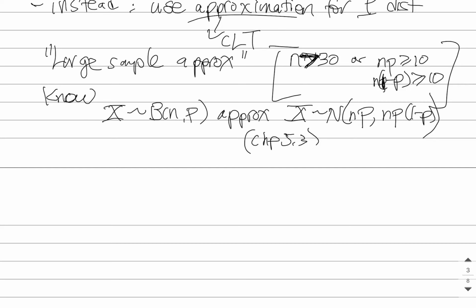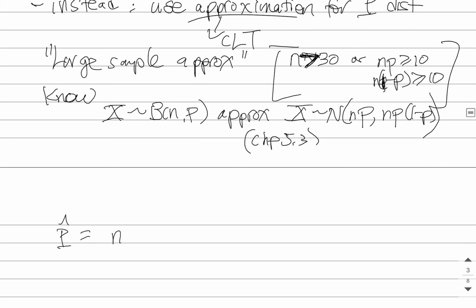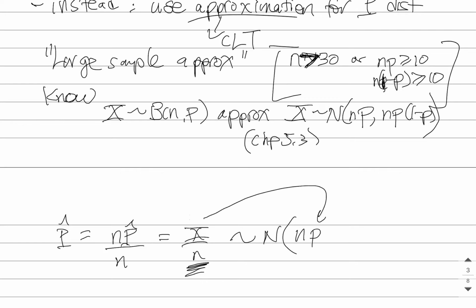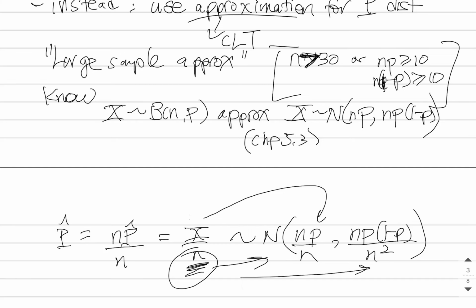Now, the idea here is that p hat you could think of as np hat over n. And the reason that I'm doing that is that this is x over n. So it's essentially going to be a scaled normal distribution. So it's going to be a normal distribution, the one that you get from here, the np 1 minus p. But because of this n in the denominator, you have to scale things appropriately there.